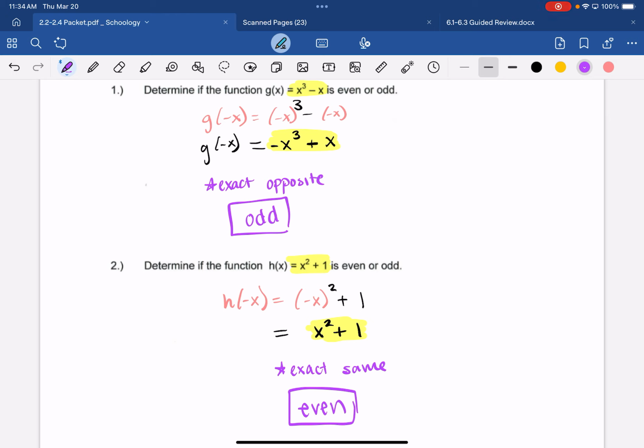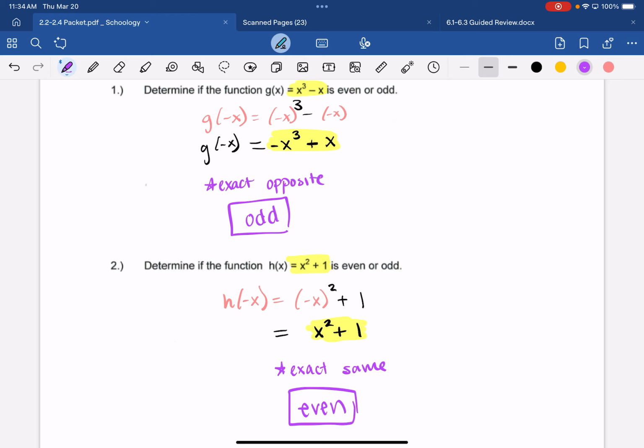Yes, Patrick? Will there be problems where you can't just look at it and know what it is? Potentially, yeah. There will be some cases where it doesn't work out either way, it's not the exact same and it's not exact opposite. We just say neither there. Okay? So your answers would either be odd, even, or neither. Okay? Any questions on those two? Testing our negative x's. This is what we're going to practice.